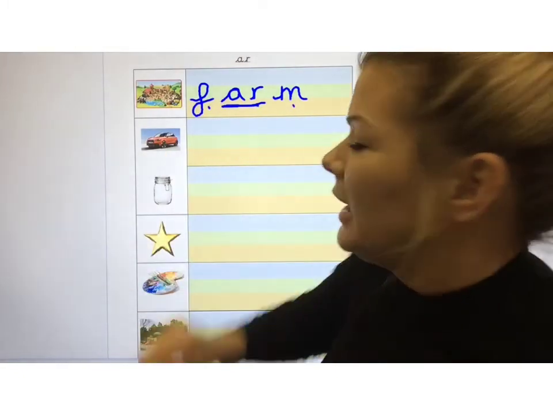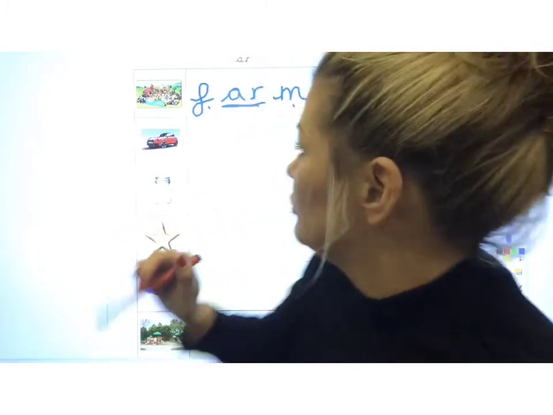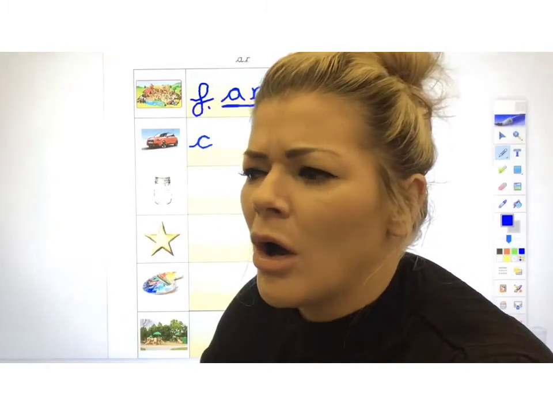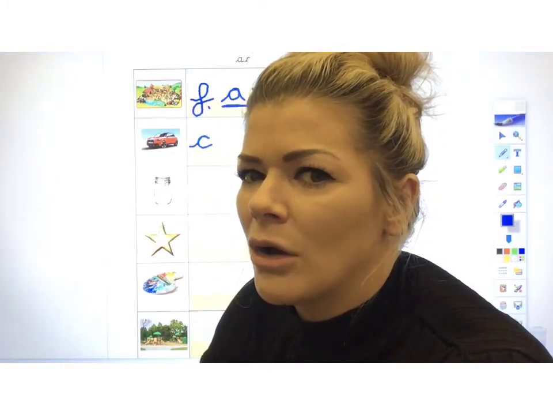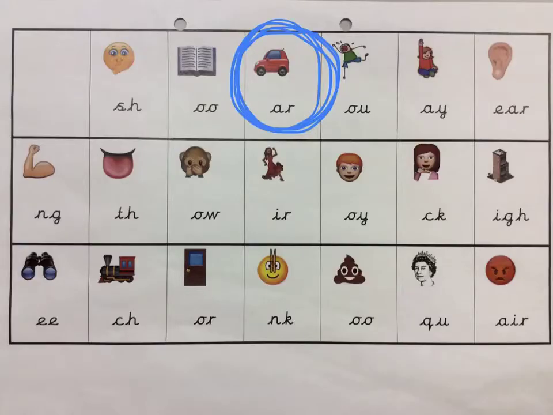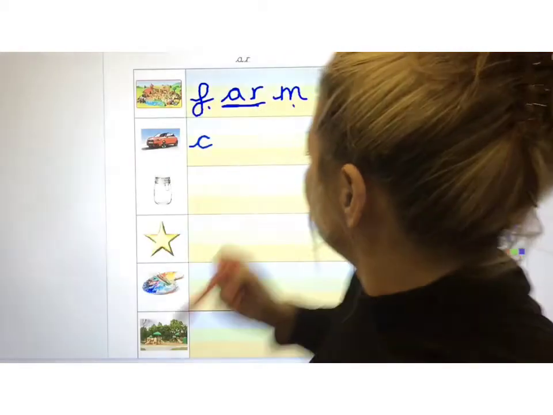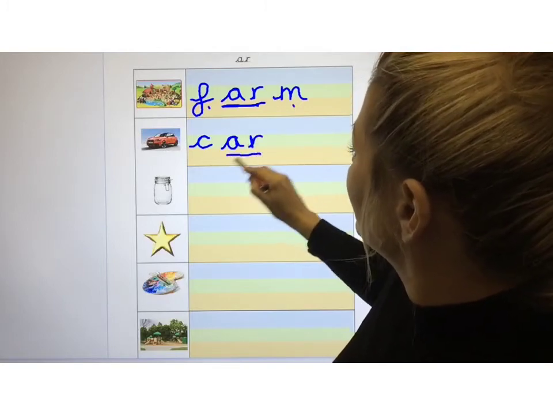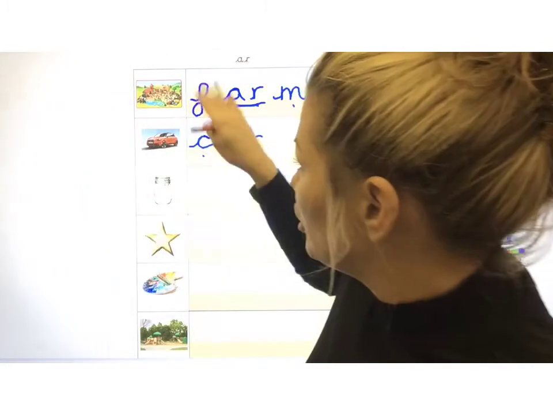F-R-M. Here is a picture of a car. K-R. K-R. K-K-K. K-R. R. How do I write R? I need to look for this on the chart. Great. I could have just looked at the top, couldn't I? Car. You might find on your sheet that you've got slightly different pictures or in a slightly different order, but it doesn't matter.